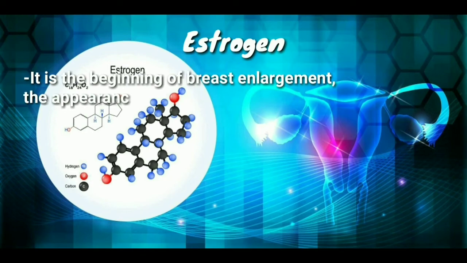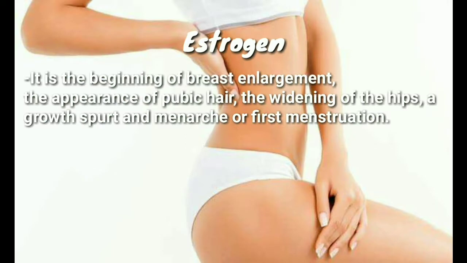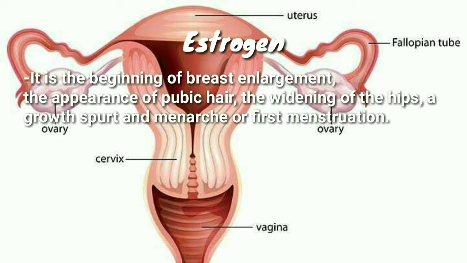Estrogen. It is the beginning of breast enlargement, the appearance of pubic hair, the widening of hips, the growth spurt, menarche or first menstruation.